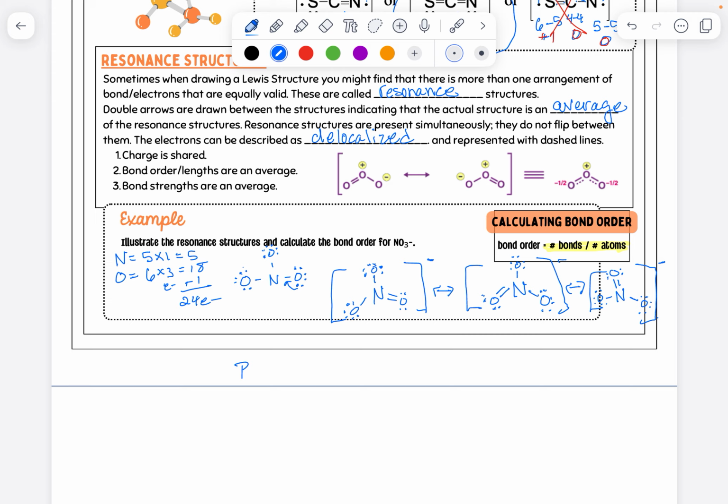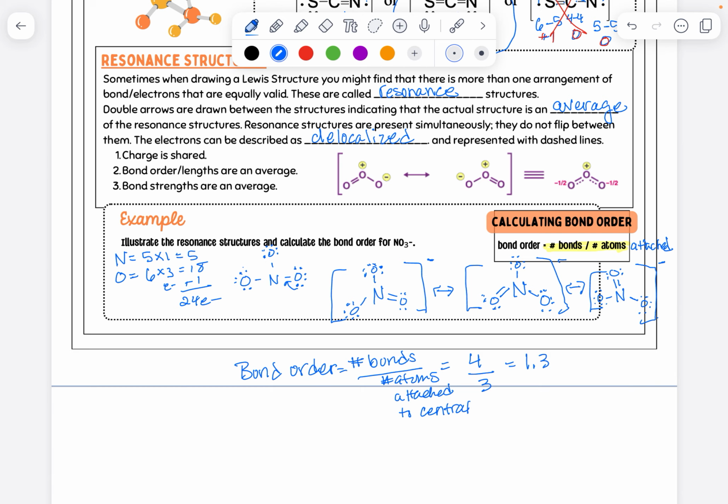So remember, bond order is the number of bonds divided by number of atoms. So I had 4 bonds, and then I have how many atoms? This is number of atoms attached, we should say. Number of atoms attached to the central atom, and that is 3. We have 3 oxygens, 1, 2, 3. Number of atoms attached to central. So let's just make sure you know that.